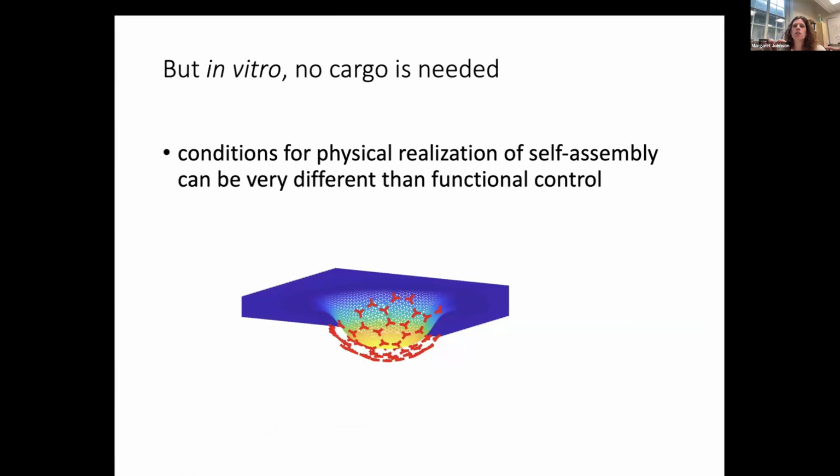But the actual conditions that were used to drive them are very different. And so like I mentioned, in vitro, actually, they were able to get these structures to assemble without any cargo, without any receptors, right?